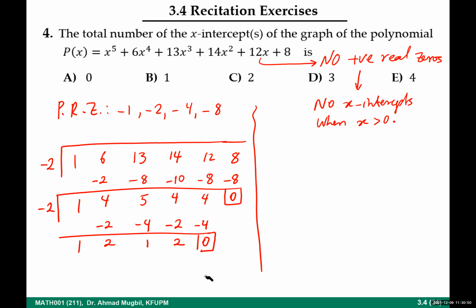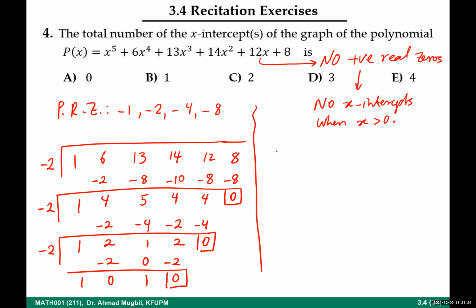Is that enough for -2? No. Why not? It might be of multiplicity 3. So divide again. What will you get? 1, -2, 0, 1, and the remainder is 0 again. Could we try it again? No. Why not? Because the only possible answer is 1. If you want, you can try again, but it will not work, of course.